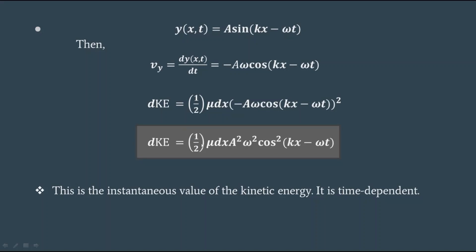Finally, we get the expression for the kinetic energy of the elemental mass, that is dKE = ½ μ dx A² ω² cos²(kx - ωt). This is the instantaneous value of kinetic energy and we can see that it is time dependent.